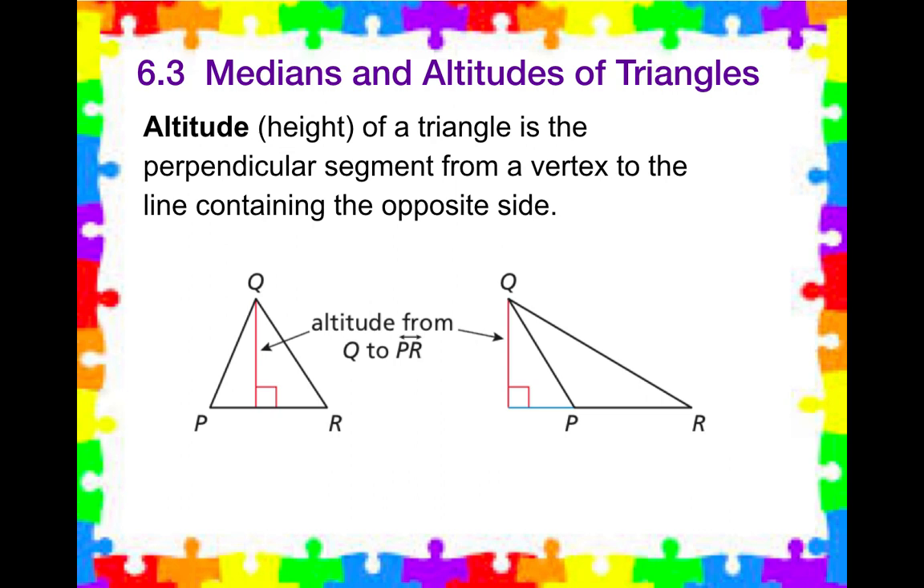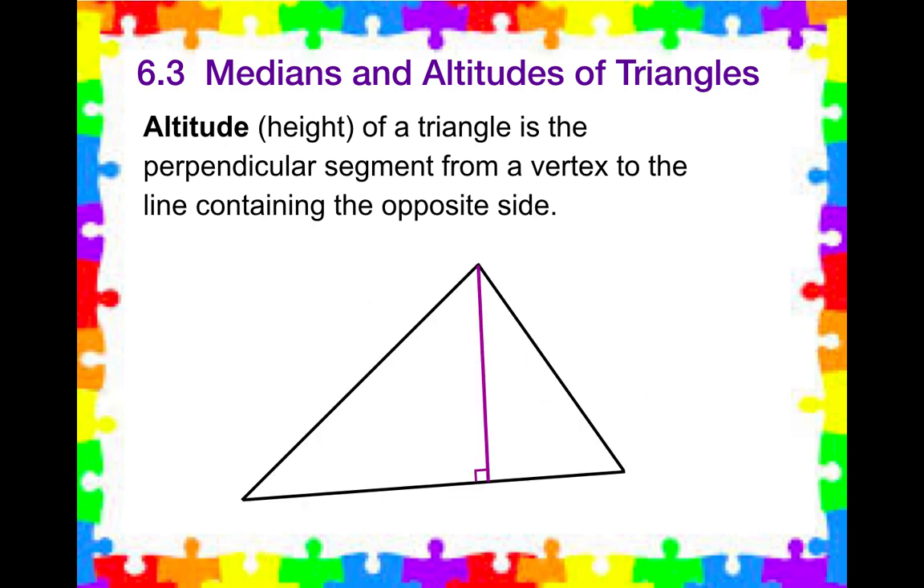So an altitude in a triangle is the height of a triangle. It's from a vertex to the opposite side, perpendicular. And if it goes from the vertex to the opposite side and it can't make a perpendicular inside of the triangle, then you extend the other side until you can make an altitude of perpendicular.